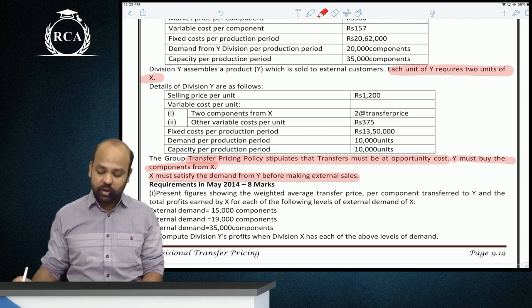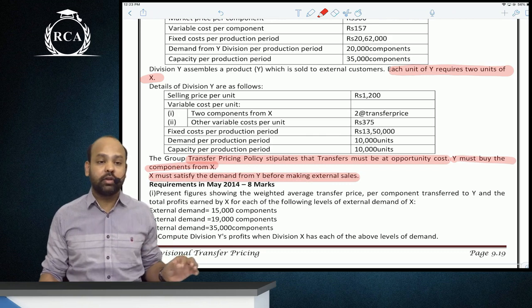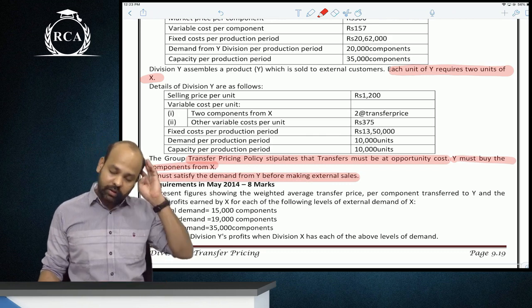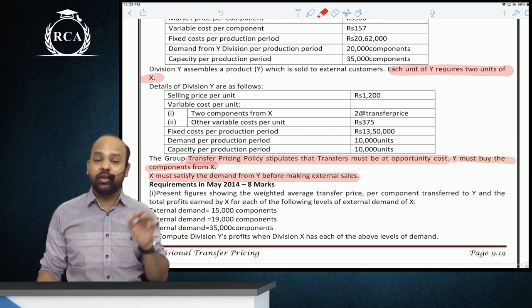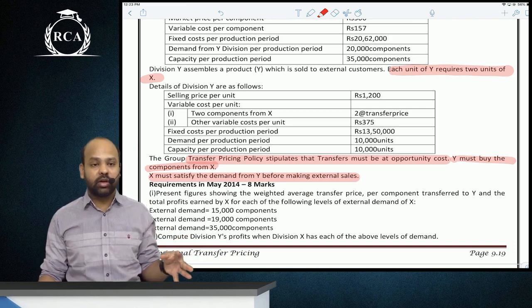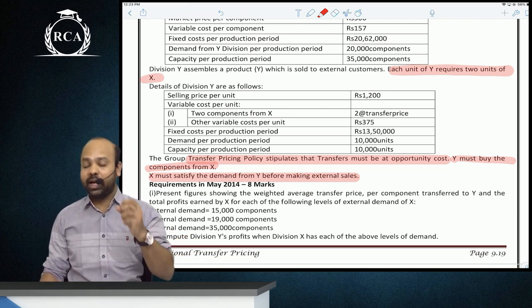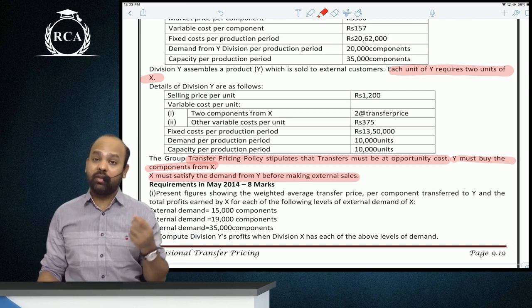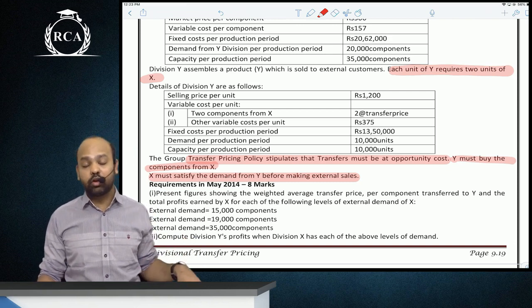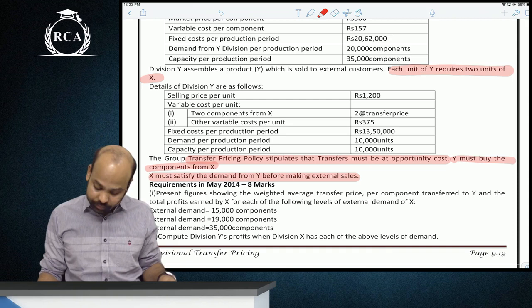This transfer pricing policy is very important, beta. All the transfers will be at opportunity cost. When they say transfers will be at opportunity cost, it will be at minimum transfer price. If there is no external demand, out of spare capacity, it will be at variable cost. If it is by reducing external sales, it will be variable cost plus contribution foregone.